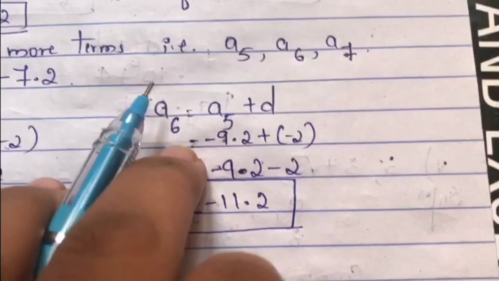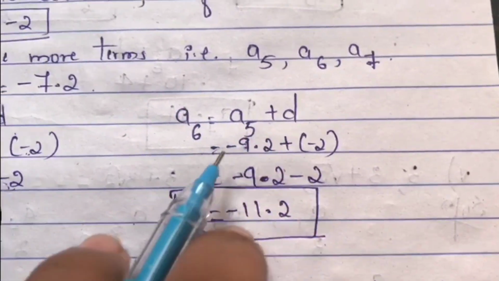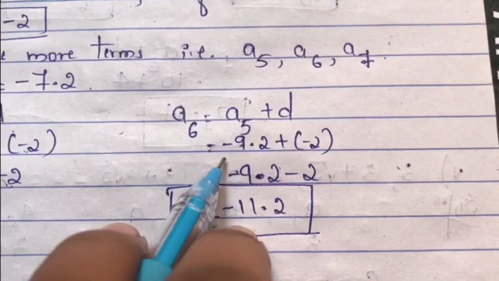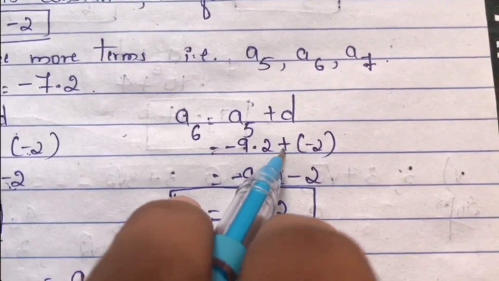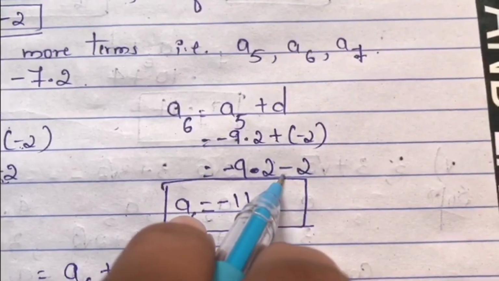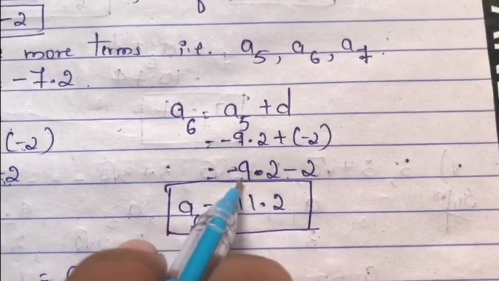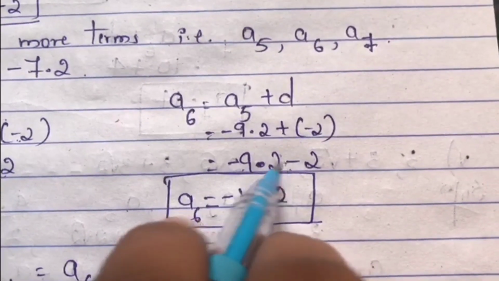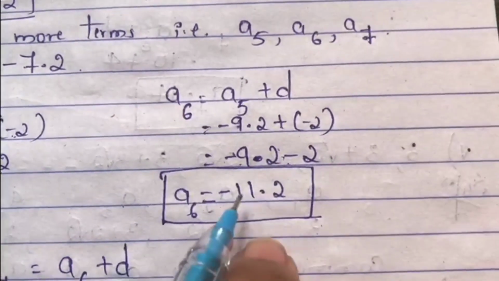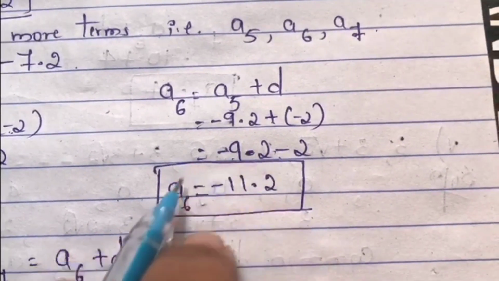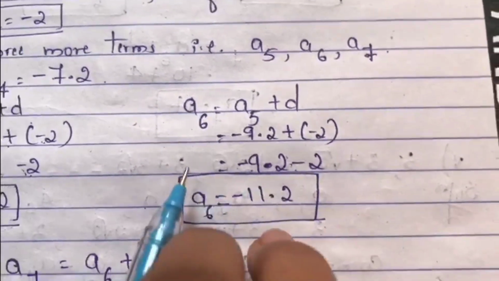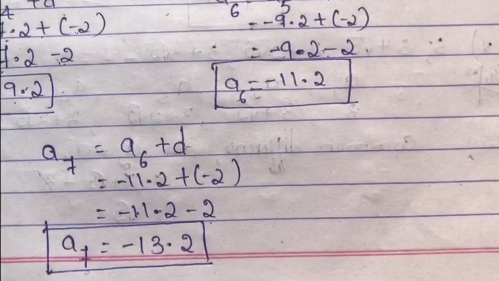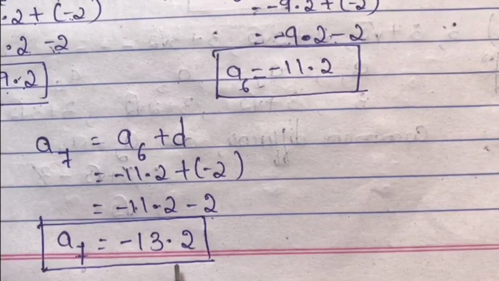Here the next one, A6, that is A5 plus D. We have got A5 that is minus 9.2, and here plus into minus will be minus. In the same way, here also the signs are the same, we need to add, and A6 we will get as minus 11.2. In the same way, A7 will be minus 13.2.